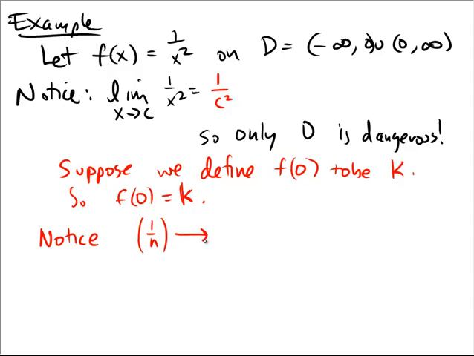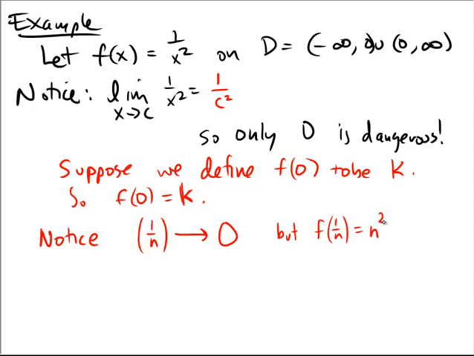Well, 1 over n, the sequence would be 1, 1/2, 1/3, 1/4, 1/5. So that sequence heads towards 0. But what's true about the f of 1 over n sequence? Well, notice if you stick 1 over n into the f function, you end up getting n squared.